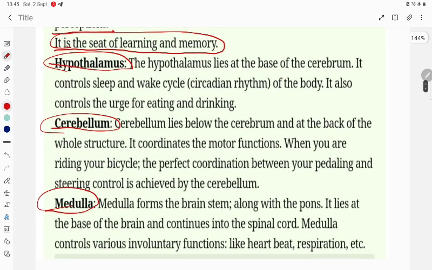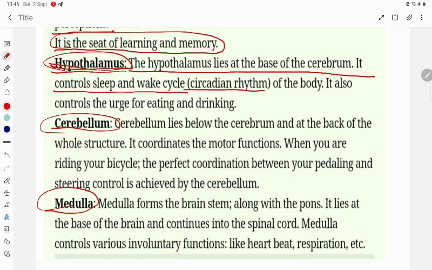Next one is the hypothalamus. This controls the temperature. The hypothalamus lies at the base of the cerebrum. It controls the sleep and wake cycles and the cardiac rhythm of the body. It also controls the urge for eating and drinking.